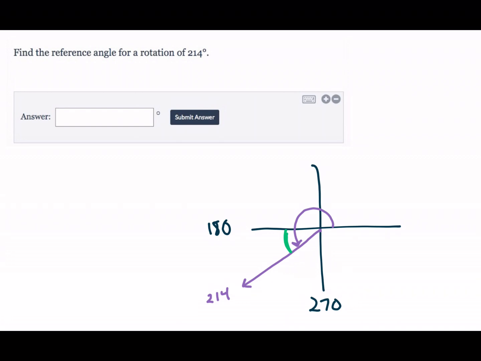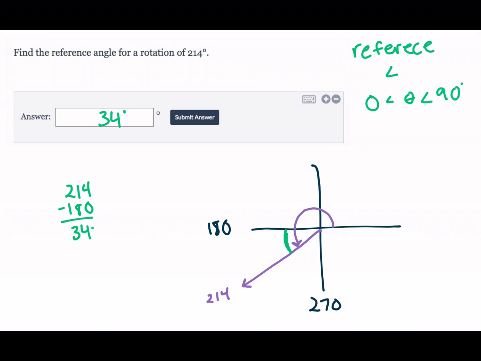So in my calculator, now I'm going to do 214 minus 180. So when you type that in, you get 34 degrees. Notice how this one's different from the previous one. Whenever you're doing a reference angle, you always want to think which quadrant is the angle in, and then where is the terminal side in relationship to the x-axis. So a reference angle is always between 0 and 90 degrees.